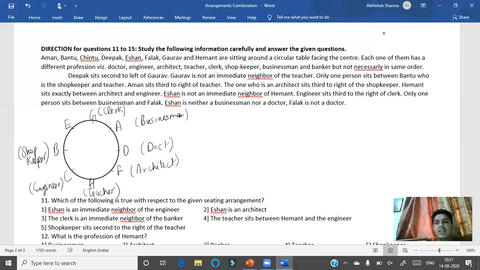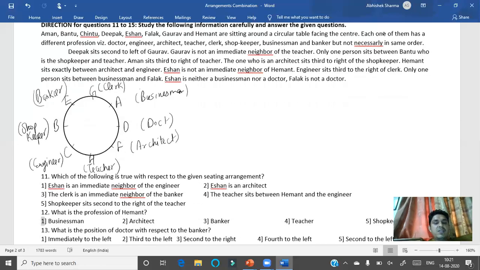If we look at the available professions, doctor done, engineer done, architect done, teacher done, clerk done, shopkeeper done, businessman done, banker is remaining. So friends, the answer will be banker. Right? So friends, this is our final arrangement. And once we are done with the arrangement, we can give the answers to the questions.